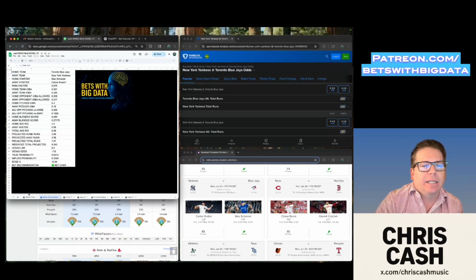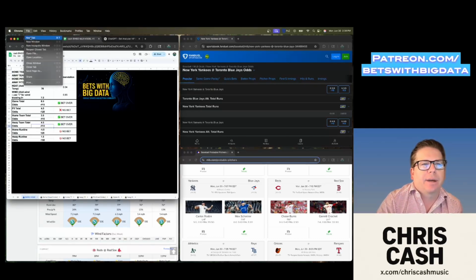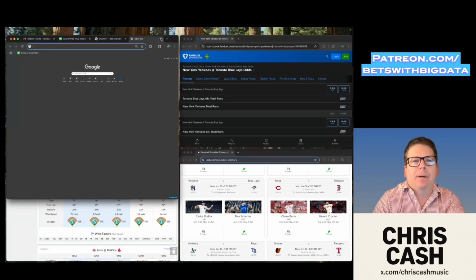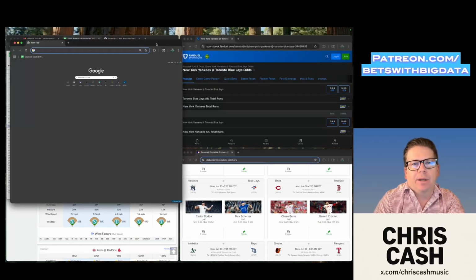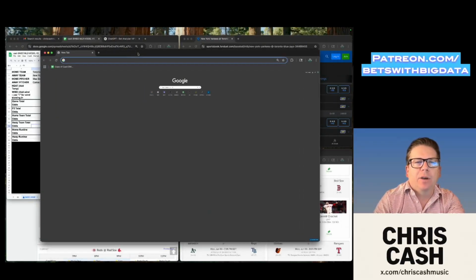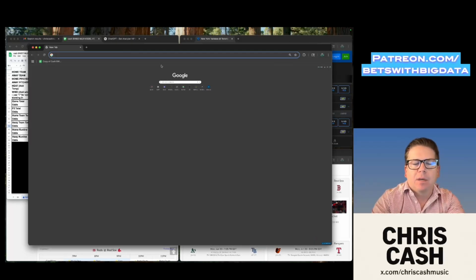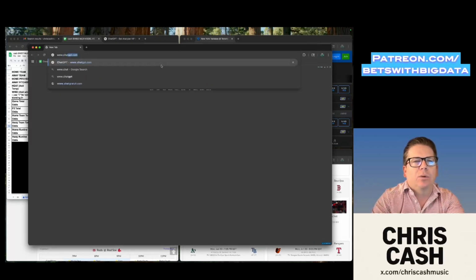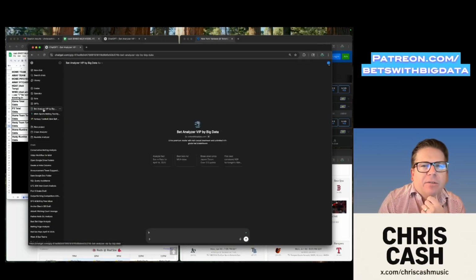So after I see that these are the 3 bets that I want to make, I'm going to go to our GPTs. Let's open up a new window, and we're going to go to our Bet Analyzer VIP. If you have ChatGPT, you can go get Bet Analyzer VIP and assist with your betting decisions. So chatgpt.com, and then we're going to go to Bet Analyzer VIP.